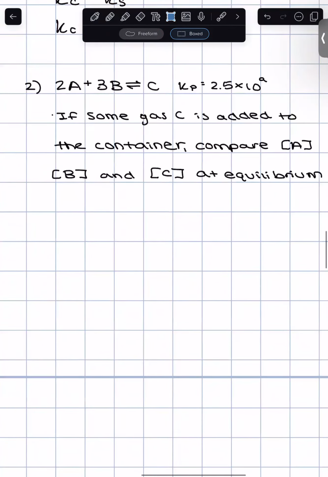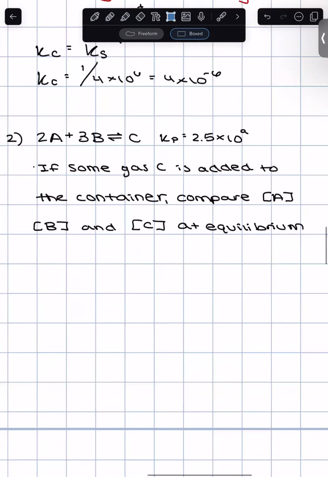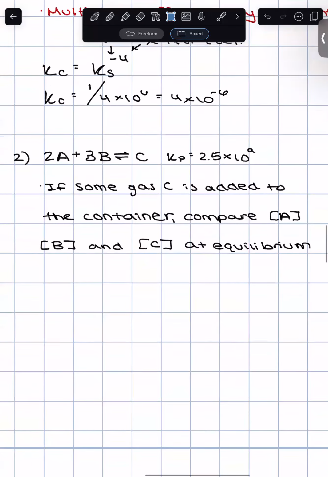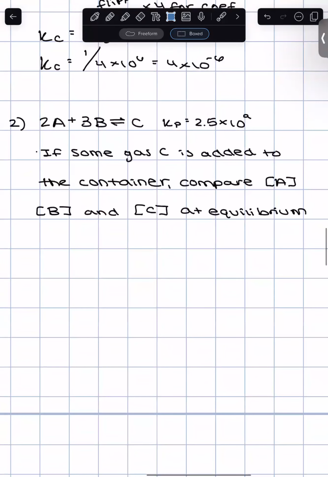Here's a problem. So we have 2A plus 3B in equilibrium with C, and the Kp value is 2.5 times 10 to the 9th. If some gas C is added to the container, please compare the concentrations of A, B, and C. Is one greater than or less than another? What is this looking like at equilibrium? One of you explain this to me. By compare, I mean which one is greater or less than the other. Or if you want, you can type it in the chat.